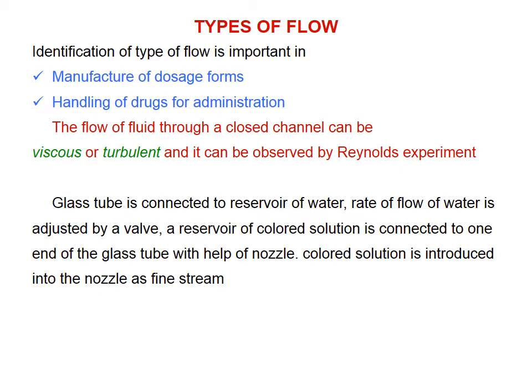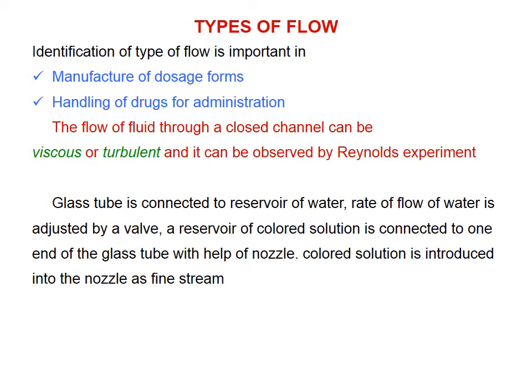First of all, a glass tube is connected to a water reservoir, and then the flow of water is adjusted by a valve, and the reservoir of the color solution is connected to another end of the glass tube with the help of a nozzle, and the colored solution is introduced into the nozzle as a fine stream.